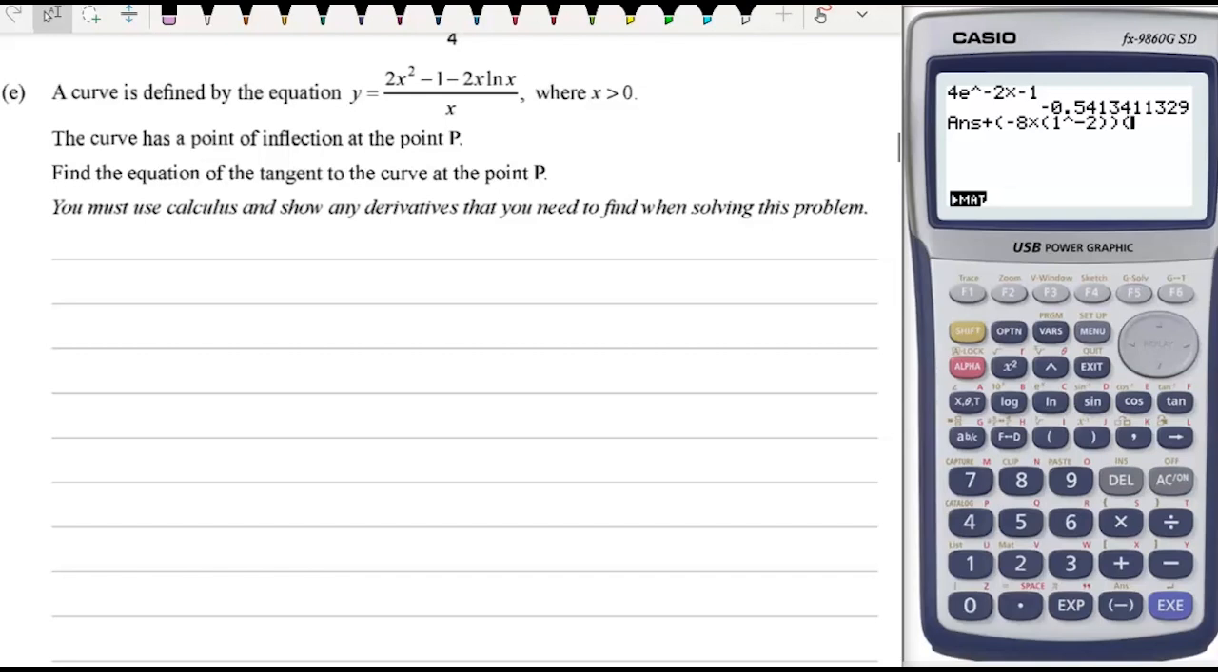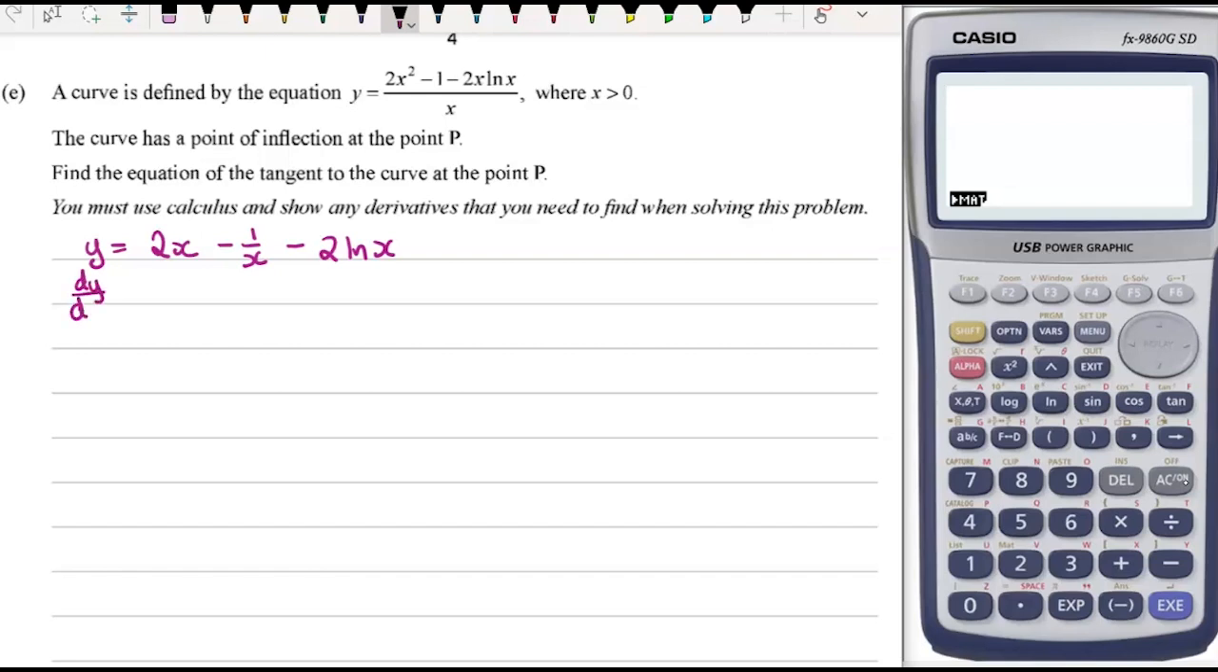Okay, part E. We've got this equation here. We've got a point of inflection at point P. We must find the equation of the tangent to the curve at point P. Now, a point of inflection happens when the second derivative is equal to 0. So I'm going to start by simplifying this equation, dividing everything through by x. So we have 2x minus 1 over x minus 2 natural log of x.